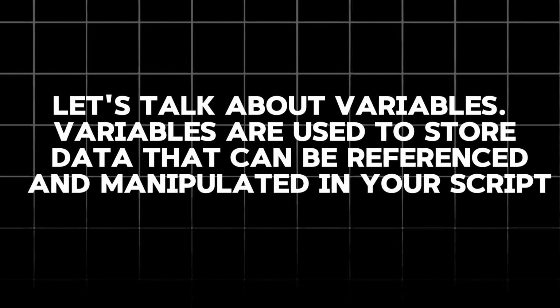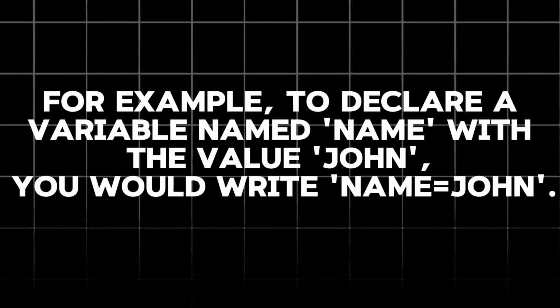Congratulations. Let's first talk about variables. Variables are used to store data, which can be referenced and manipulated in your script. To declare a variable in Bash, you can simply assign a value to a name. For example, to declare a variable name with the value John, you would write name=John.